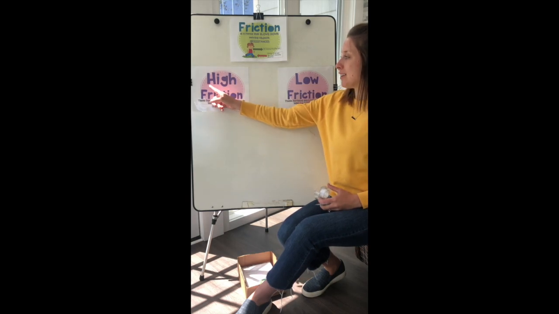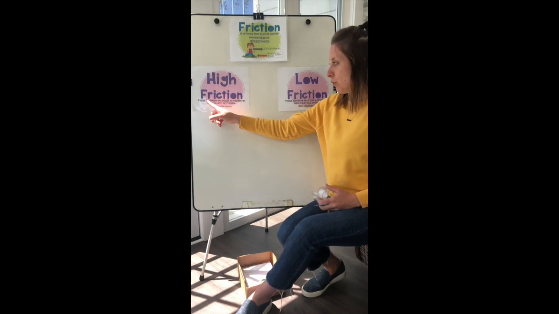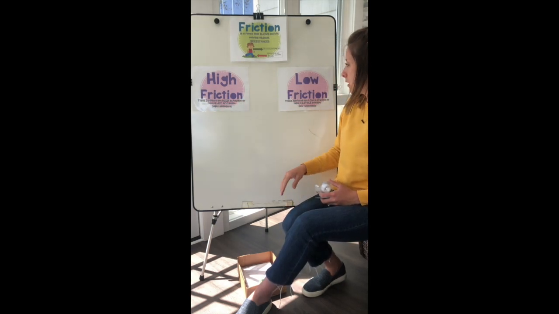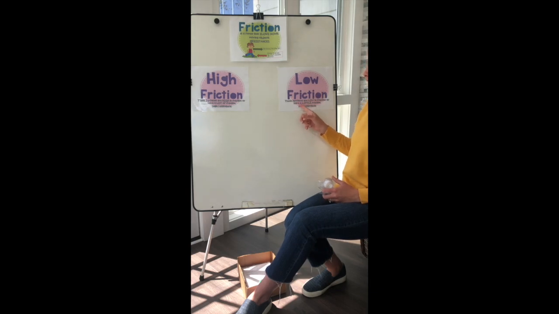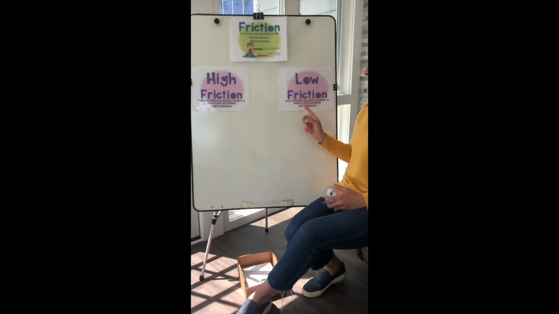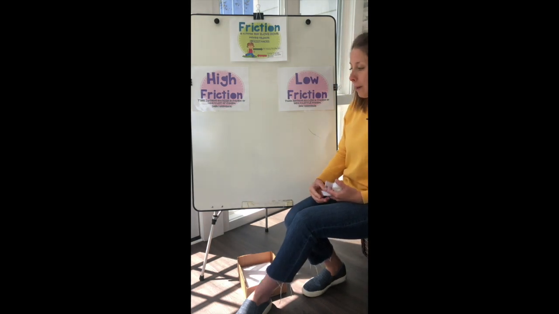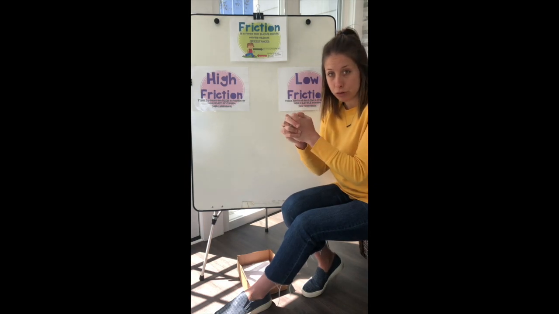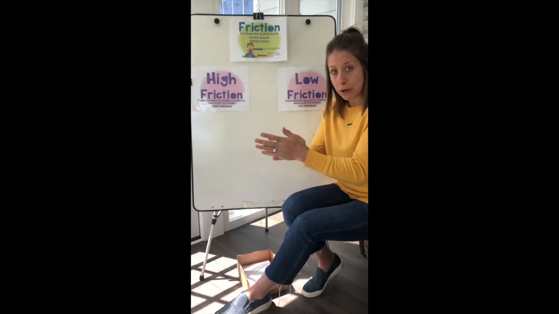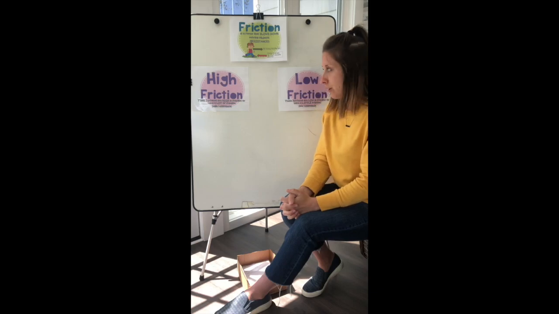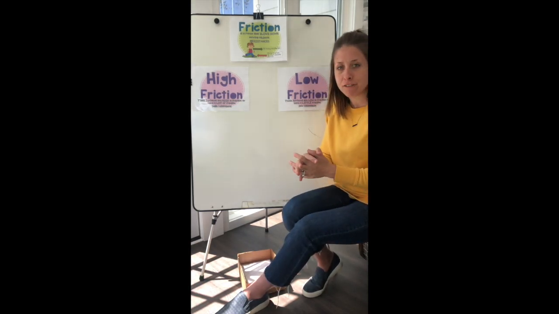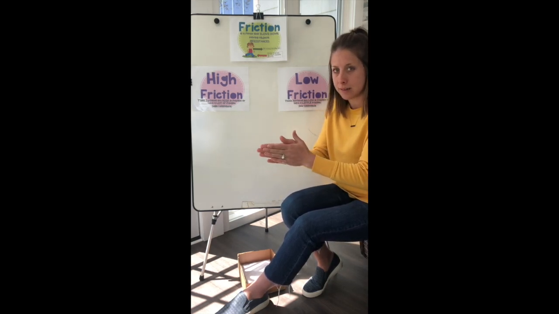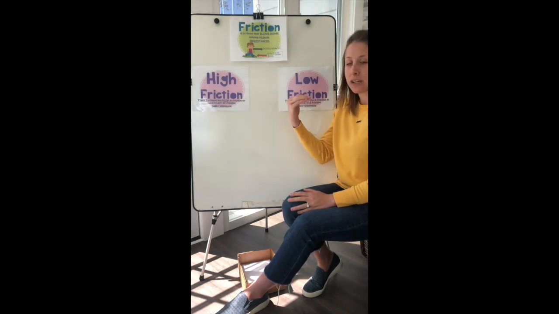The first one over here says high friction. So these surfaces are high in friction or have a lot of friction, high resistance. And then low friction. These surfaces are low in friction or have a little friction. By now, we know that high friction is when there's a lot of it. It's really hard to move your hands together when you rub them really fast, okay? Low friction is the opposite.